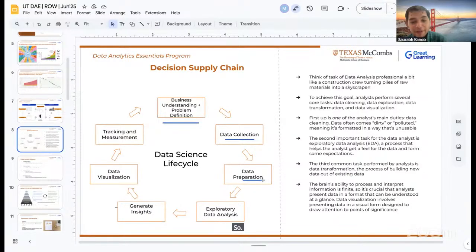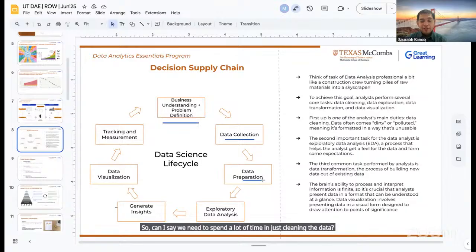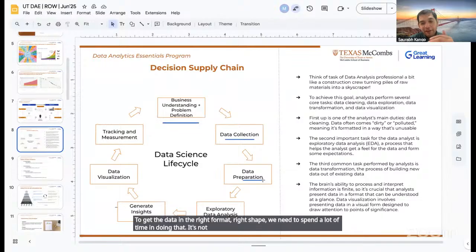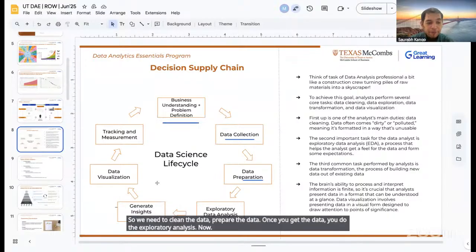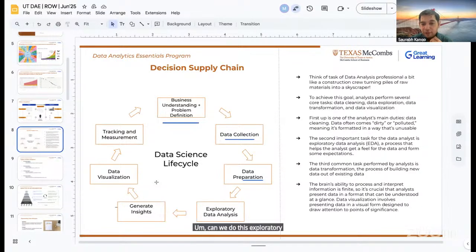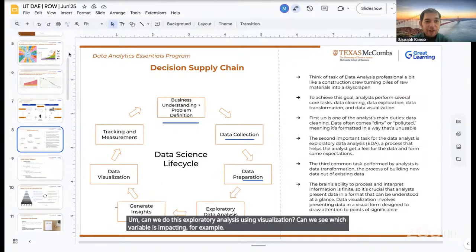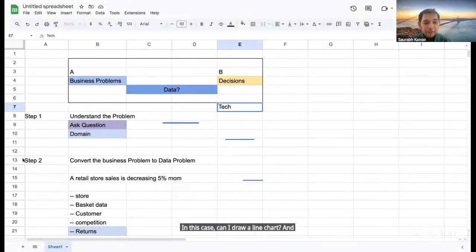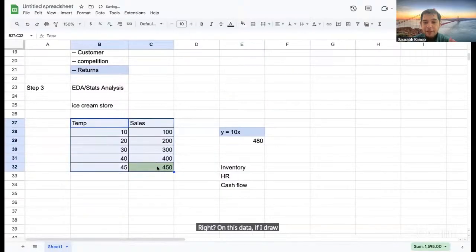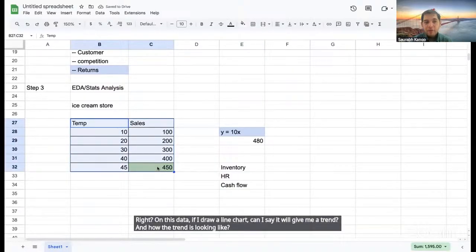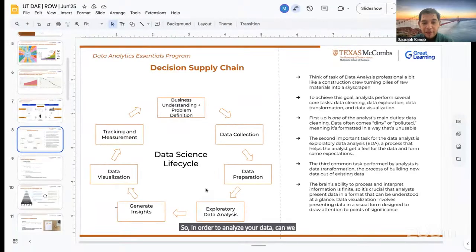So can I say we need to spend a lot of time just cleaning the data? To get the data in the right format, right shape, we need to spend a lot of time doing that. It's not that straightforward that we'll get the data in the cleanest format. So we need to clean the data, prepare the data. Once you get the data, you do the exploratory analysis. Now, can we do this exploratory analysis using visualization? Can we see which variable is impacting? For example, in this case, can I draw a line chart and figure out what the trend is? On this data, if I draw a line chart, it will give me a trend and show how the trend is looking. So in order to analyze your data, can we use data visualization?